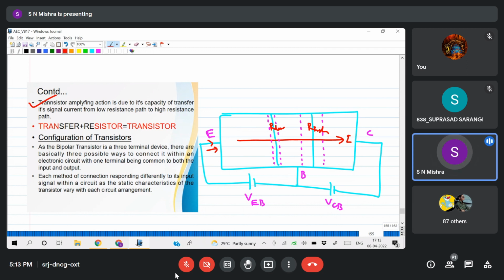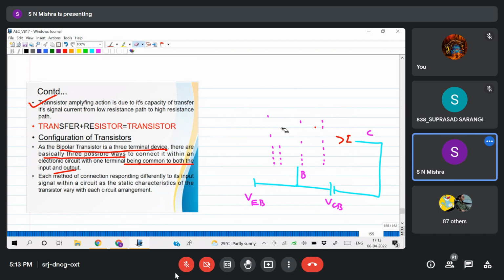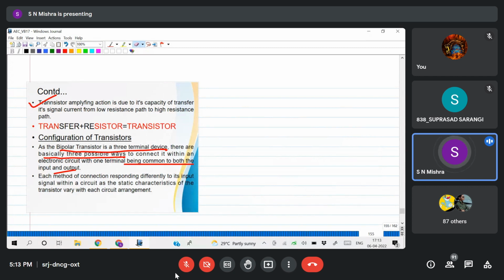Now, different configurations of transistors are there. As the BJT has three terminals, there are basically three possible ways to connect it within an electronic circuit, with one terminal being common to both input and output. Suppose I take a transistor here and give input and output, because a transistor will be used for amplification purposes.